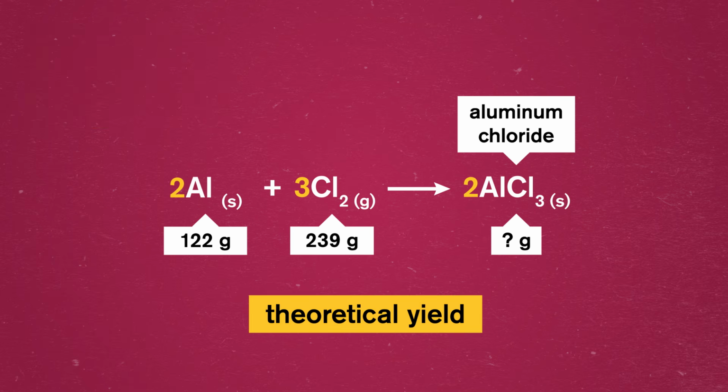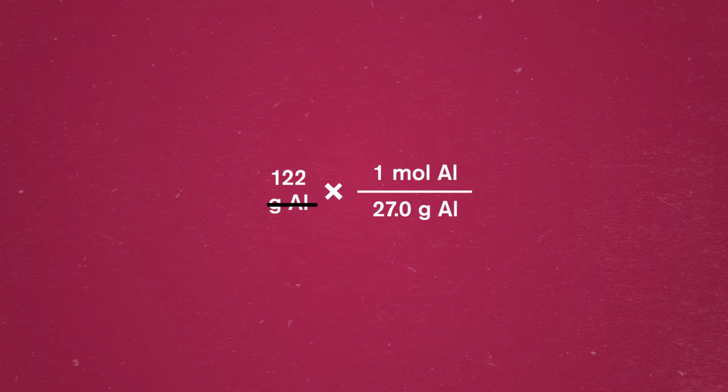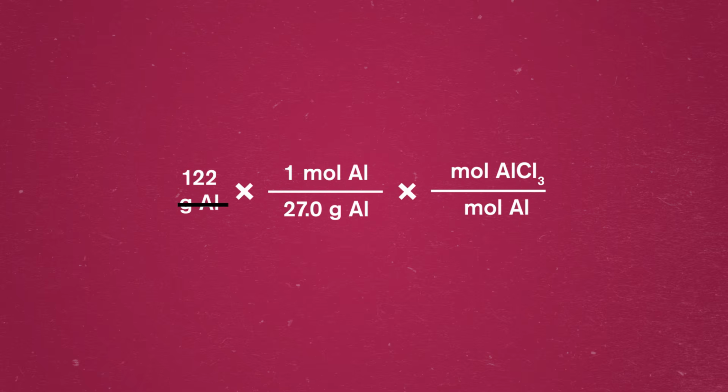First, we'll use our given amounts of aluminum and chlorine to find out how much product each can make on their own. We divide 122 grams of aluminum by its molar mass. This converts us from grams to moles. From here, we need to multiply by the mole ratio we get from our reaction coefficients to convert from moles of aluminum to moles of aluminum chloride.